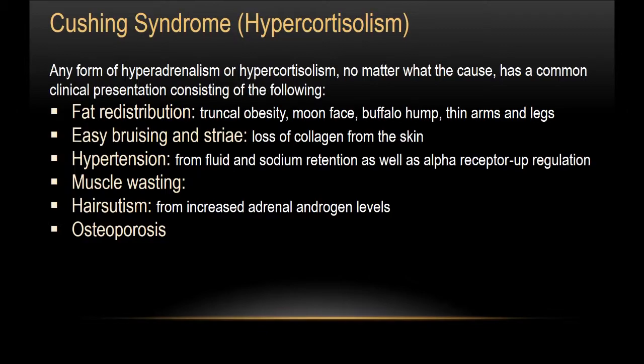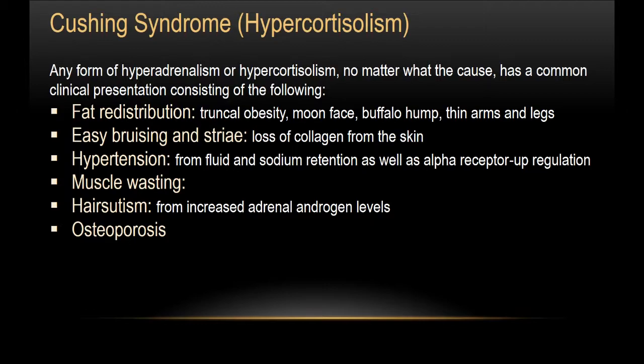Cushing syndrome, or too much cortisol, hypercortisolism, is any form of hyperadrenalism, no matter what the cause. Any form will have a common clinical presentation consisting of the following. Abnormal fat distribution. What do we see in Cushing syndrome? Truncal obesity, moon face, buffalo hump, thin arms and legs. Why thin arms and legs? Because cortisol is going to go to these muscles. Come on, give me your proteins. Why? I want to convert it to glucose. And you get thin muscles, thin arms and legs.